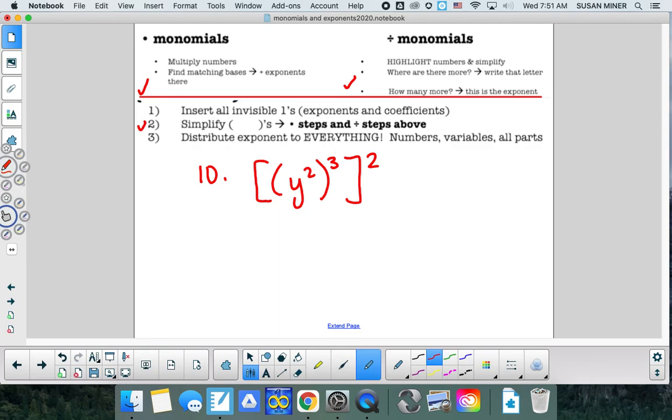Well, what's happening here is I have 2 of these and I have 3 of these, right? So we're layered. But remember, in my power rule, this part where it says simplify the parentheses, what I'm really doing is distributing the exponent.